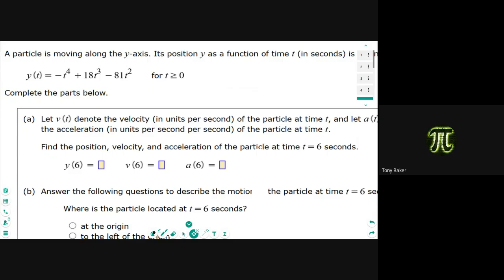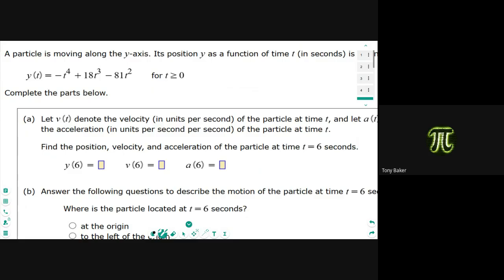All right, so part 1 of the question. A particle is moving along the y-axis, and its position is y of t equals that, for t greater than or equal to 0. So again, time starts at 0. v of t is going to be the velocity. We want to find the position, the velocity, and the acceleration of the particle at t equals 6 seconds.